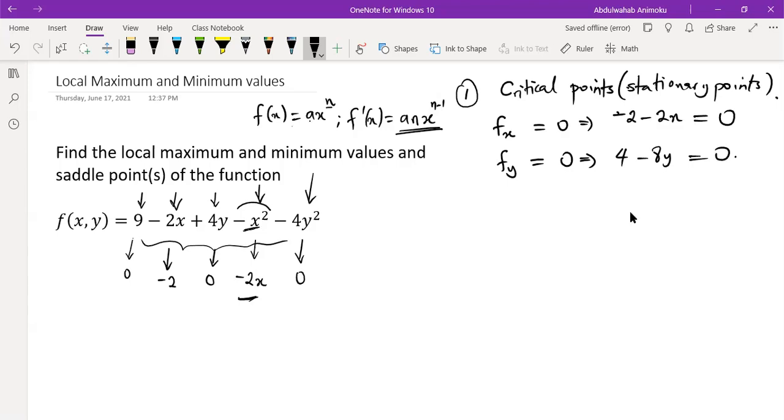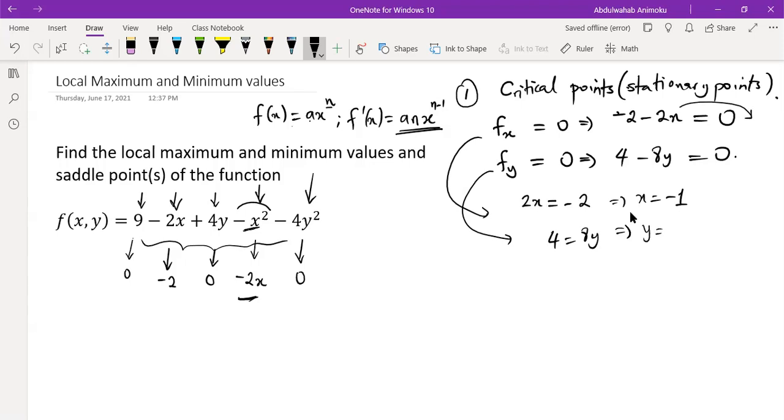Now, when you solve these two equations simultaneously, from the first one you would get 2x must be equal to minus 2 when you take 2x to the other side. And then this gives us x equal to minus 1. Secondly, when you look at this second equation, you basically have 4 equal to 8y, which means y equal to 4 over 8, which is 1 over 2. It means the critical point that you have is when x is minus 1 and y is 1 over 2. Okay, perfect. Now we have the critical point.